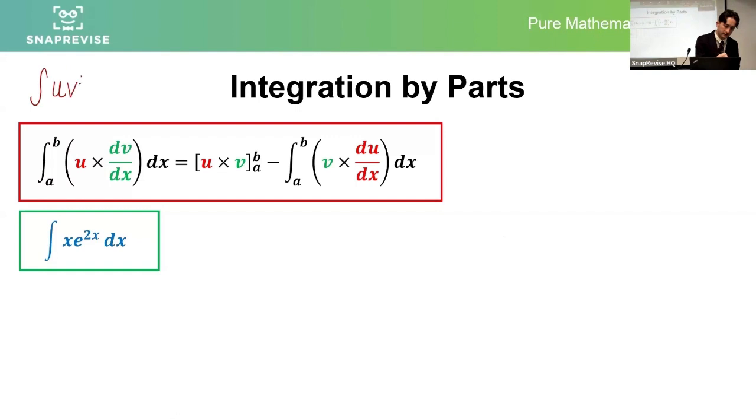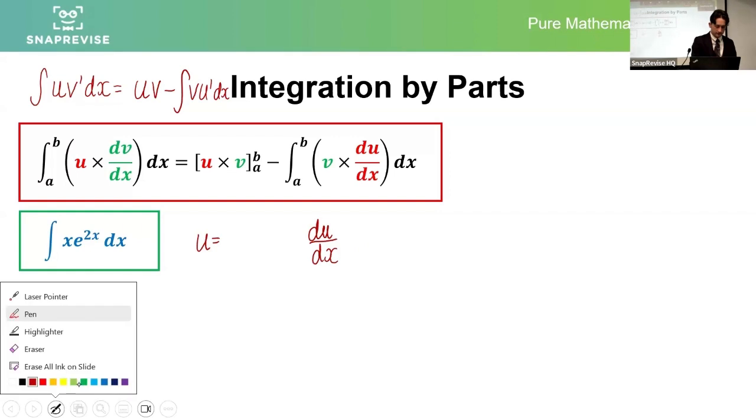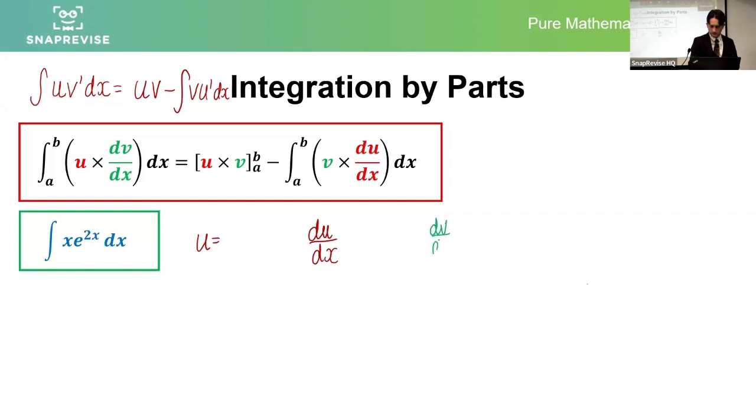Integral of u v dash is equal to uv minus the integral of vu dash. If you prefer it like that, is that okay? Some people prefer it written that way. Sorry, it's a bit crammed at the top. Now, what we're going to do is say what's u and what's du dx or u dash. And then we're going to say what's dv dx and what's v.